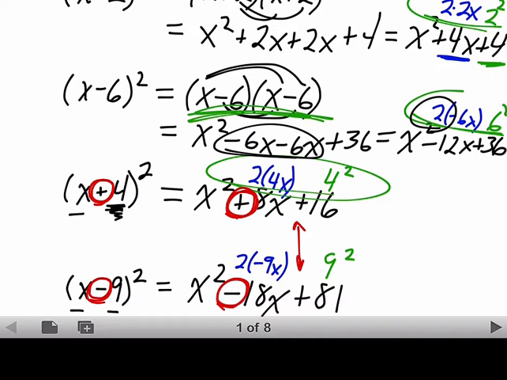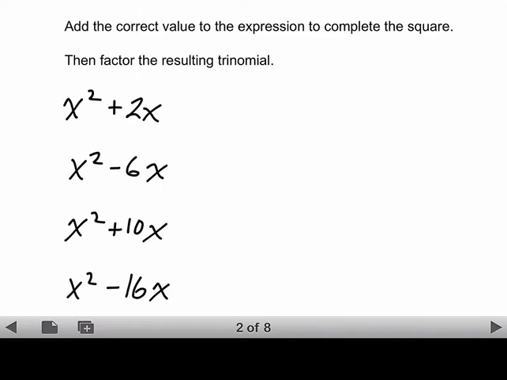Alright, let's see how we can use this to complete trinomial squares. Here we have some binomials, and we're asked to add the correct value to the expression to complete the square and then factor the resulting trinomial. The correct value is going to be obtained by looking at the second term. So here we have x squared plus 2x.